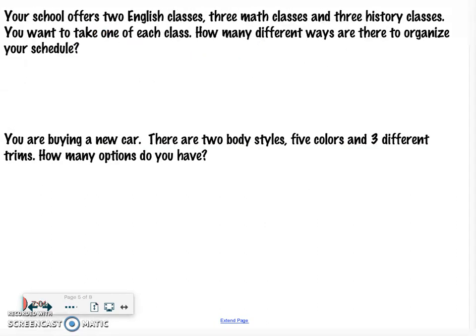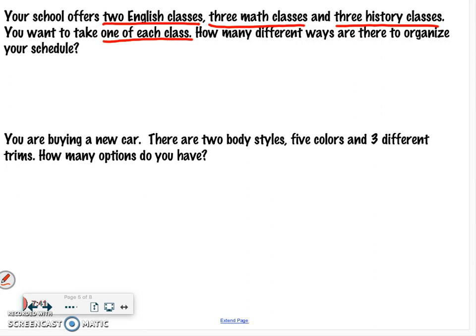All right, now, your school offers 2 English classes, 3 math classes, and 3 history classes. You want to take one of each class. How many different ways are there to organize your schedule? If we think back to our key terms, first thing that I want you to notice is we're taking one of each. Usually when they say one of each, it's going to be an MCP problem. The other thing you can notice is that we have different labels. We're talking 2 English classes, 3 math classes, and 3 history classes. Those are all different classes. If we have 3 of them, more than likely it's MCP.